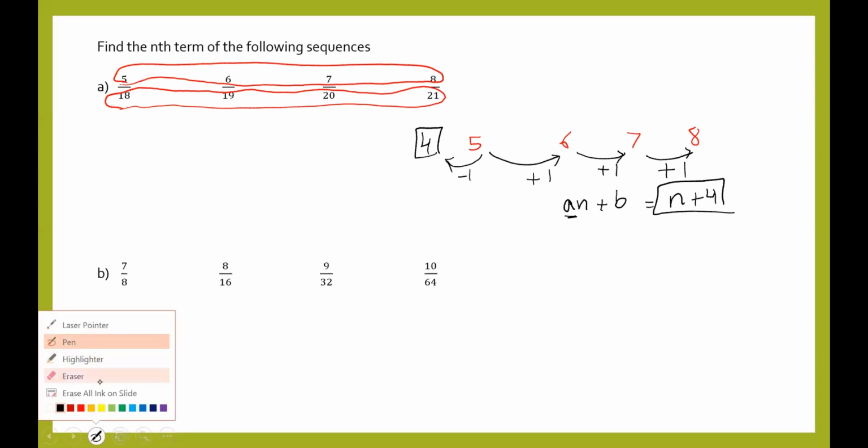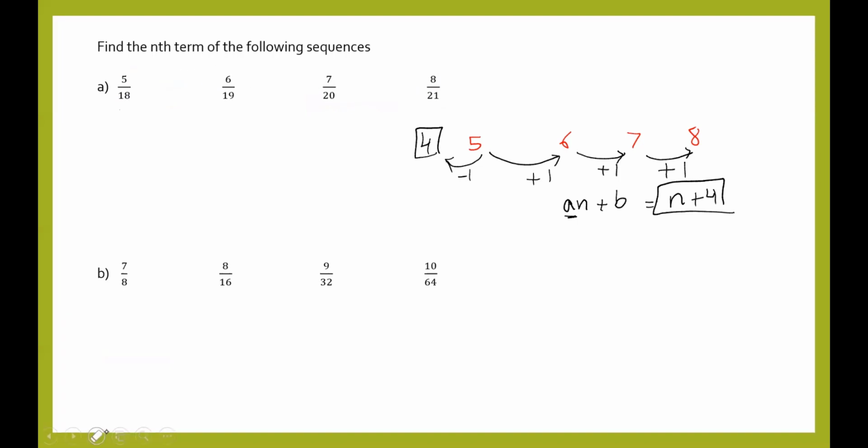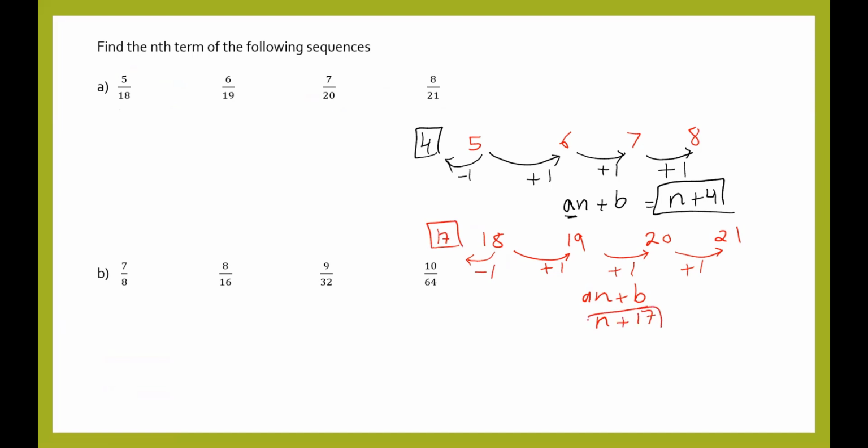Let's get the nth term of the denominator, then we put them above each other. If we take the denominator here, 18, 19, 20, and 21, you notice we're adding 1 every time, so this is an arithmetic sequence as well. So it will be an plus b. a is 1, it will not be written, so it will be n. Then to get the 0 term, which is b, I go back one step by subtraction. The 0 term is 17, so it will be n plus 17. This is the nth term of the denominator.